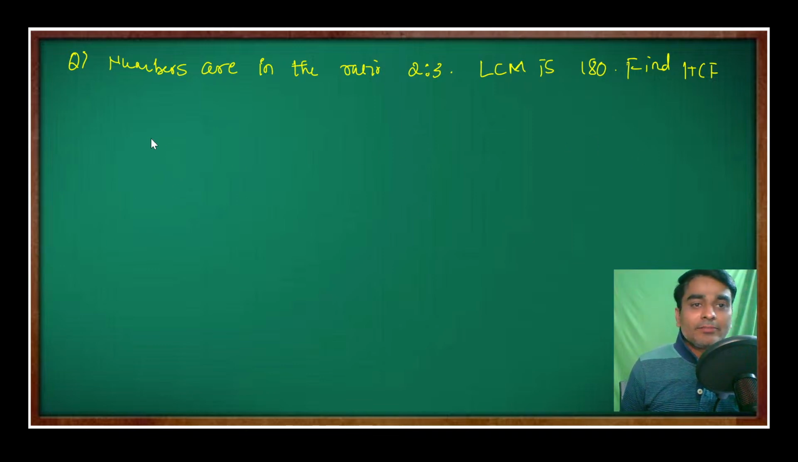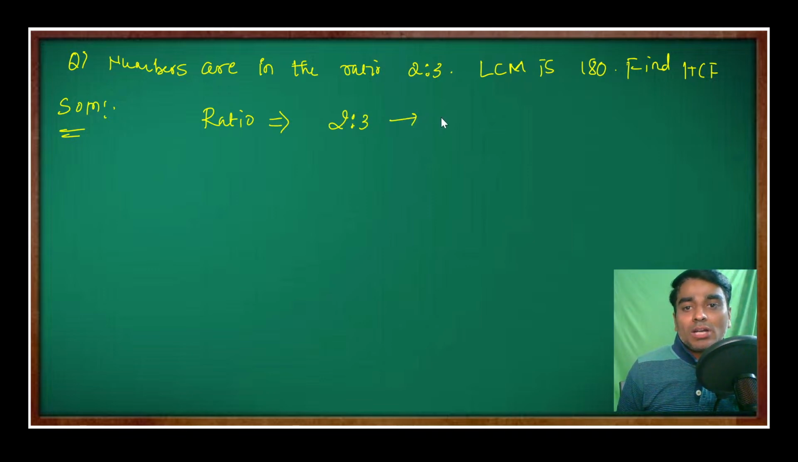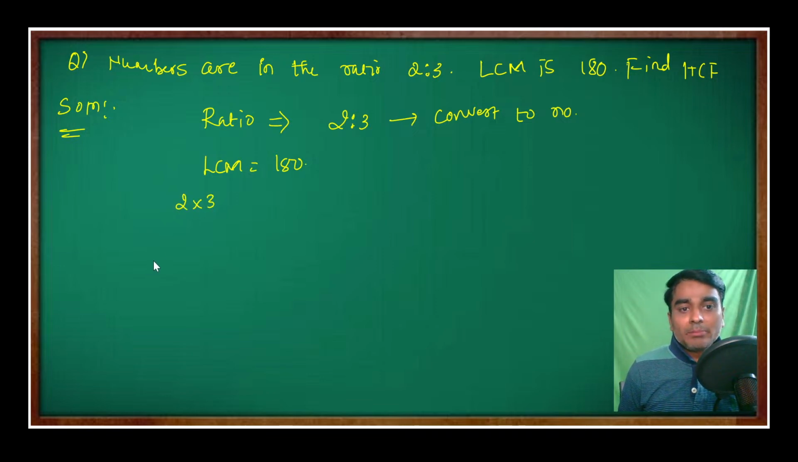Okay, find HCF. So here first you need to write down what is given to you. Ratio of numbers is given. Numbers are not given, the ratio of numbers is given, that is 2:3. This ratio you need to convert to numbers first. Then the second thing given is LCM. LCM is 180. How do we get LCM? We multiply the numbers, right? We multiply the numbers, then we get LCM, correct or not? That is how we do it.